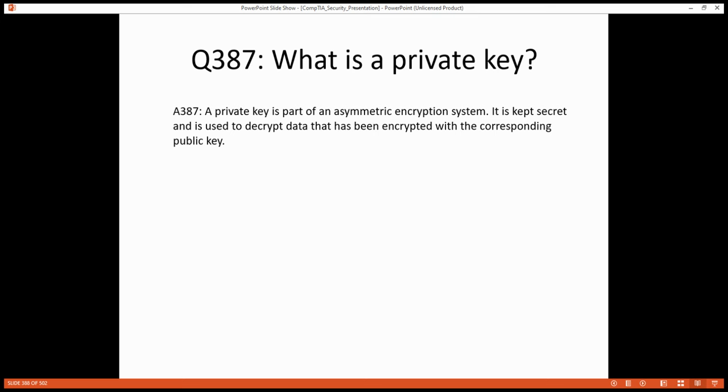Q387. What is a private key? A387. A private key is part of an asymmetric encryption system. It is kept secret and is used to decrypt data that has been encrypted with the corresponding public key.